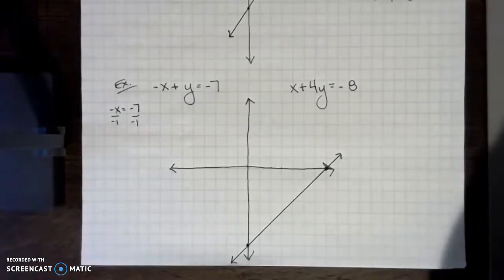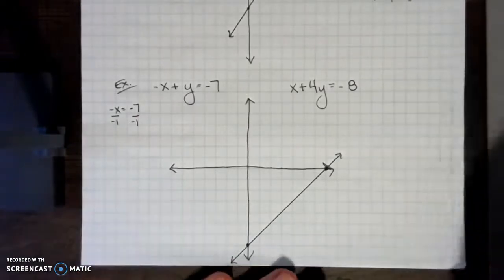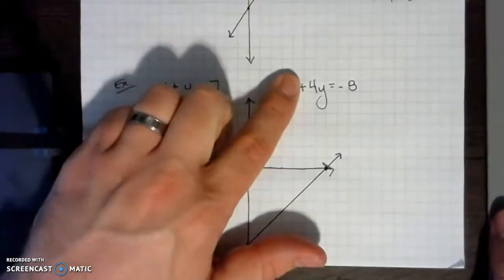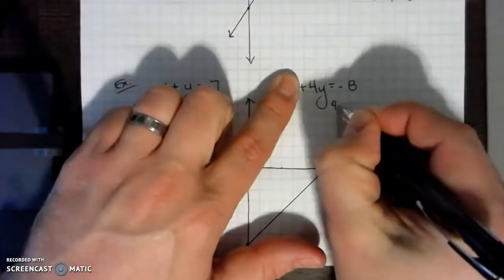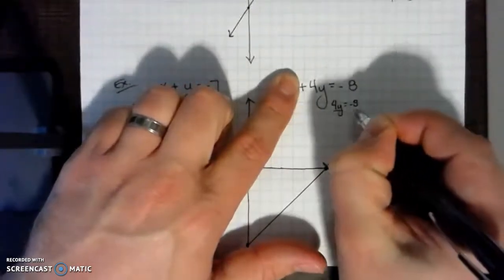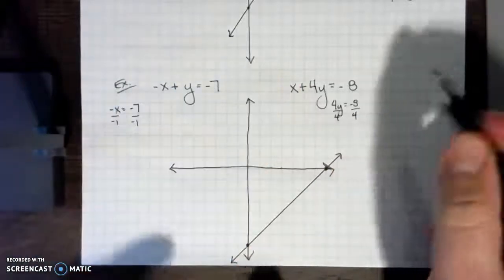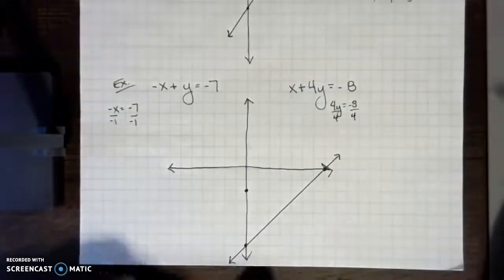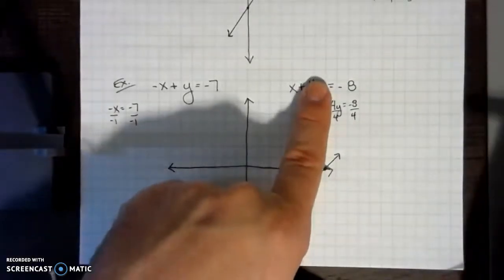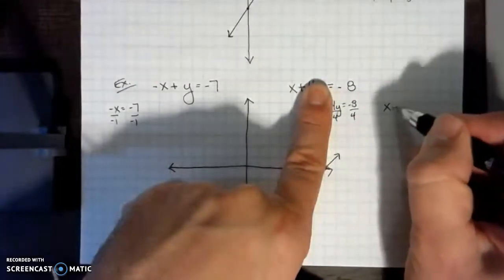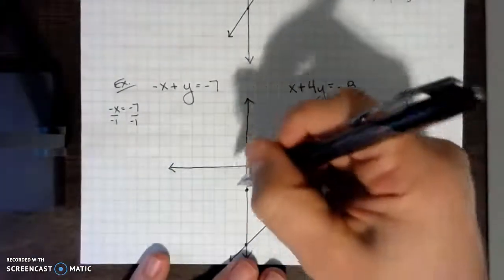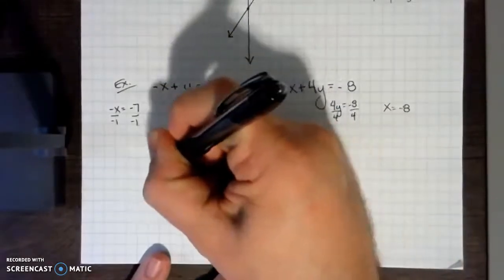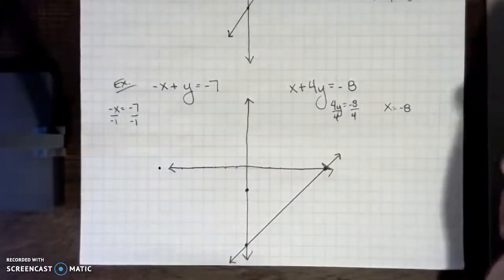There is one of my lines. Then if I look at my second equation, it's also set up pretty perfectly to do this. If I want to know my y-intercept, I put in 0 for x. That means that x is going to disappear. So you have 4y equals negative 8, divided by 4. My y-intercept is negative 2. And if I plug in 0 for y, what do I get? I get x equals negative 8. So my x-intercept is negative 8. 1, 2, 3, 4, 5, 6, 7, 8. It'd be over here. That's enough.